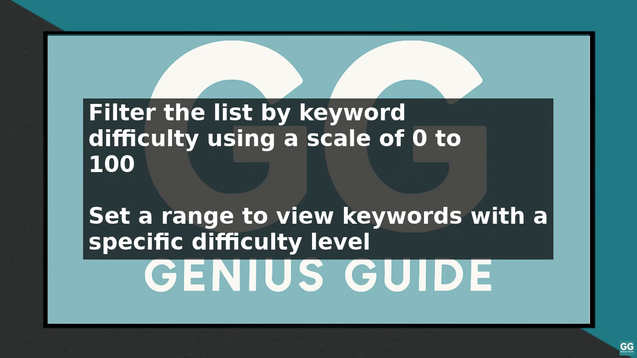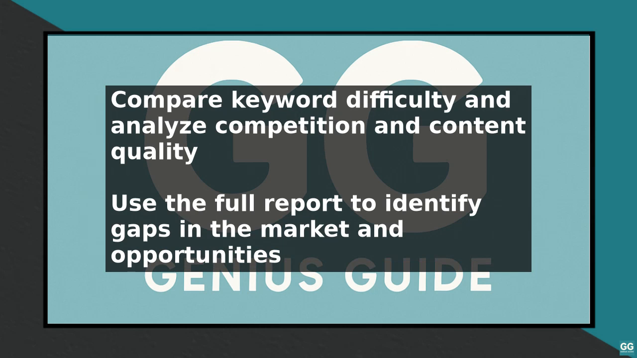To get a more detailed analysis, click on the keyword to view its full report. This report includes the keyword difficulty score, search volume, competition, and content quality. It also provides a list of the top-ranking websites and their authority score. Use this information to identify gaps in the market and opportunities to outrank your competitors.